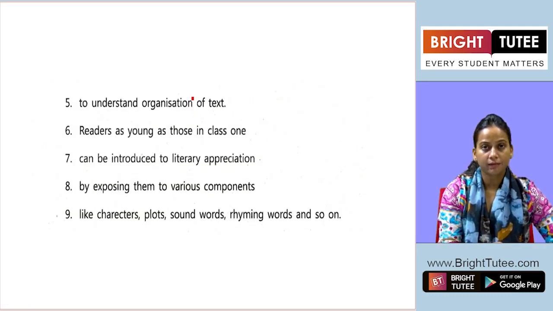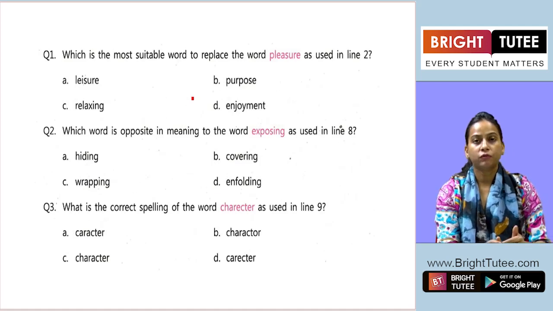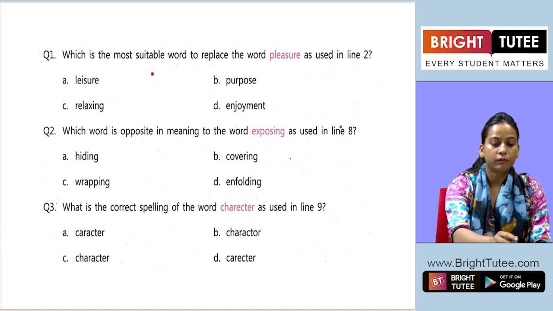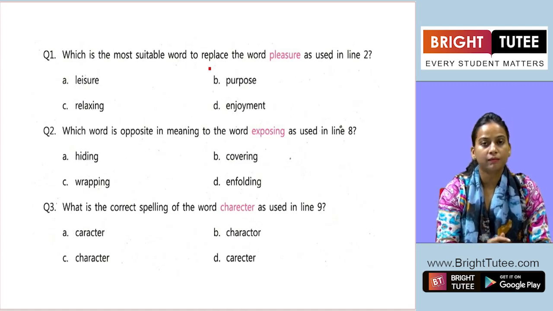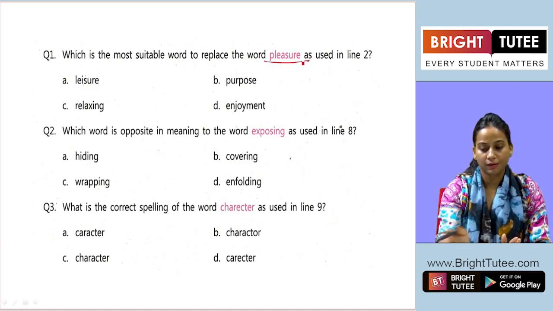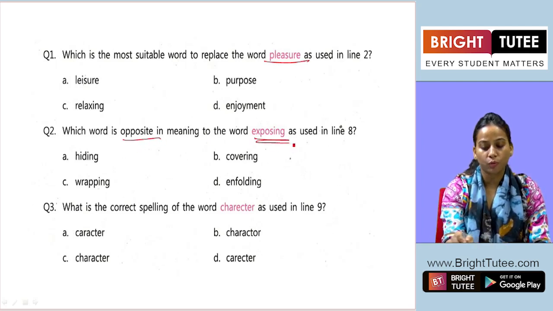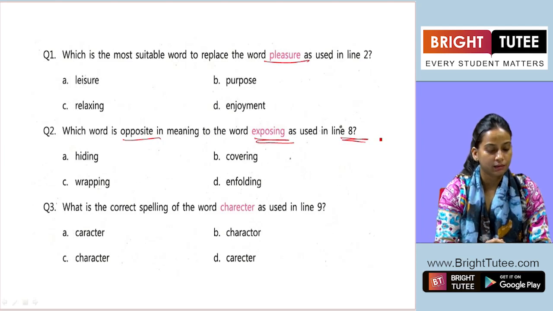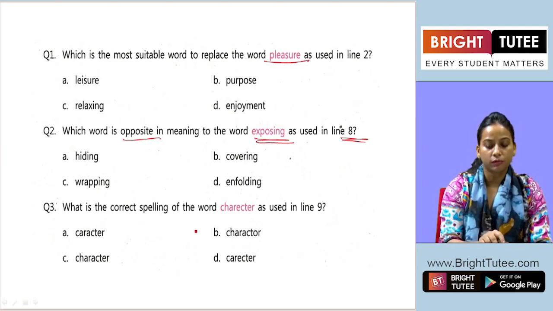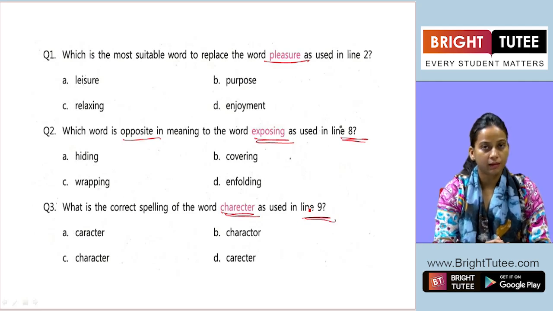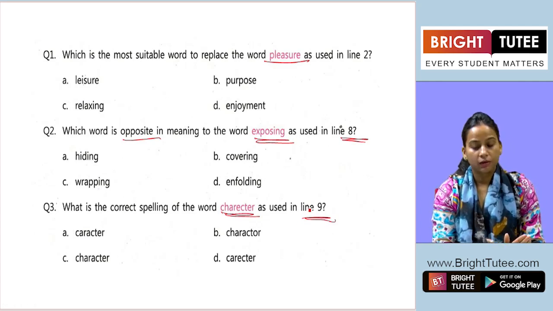These 9 sentences they have given, and based on that they have given different questions, like which is the most suitable word to replace the word pleasure given in the second line. In the same way, which is opposite in meaning to the word exposing used in line 8. What is the correct spelling of the word character as used in line 9? So, these 3 questions they have asked.